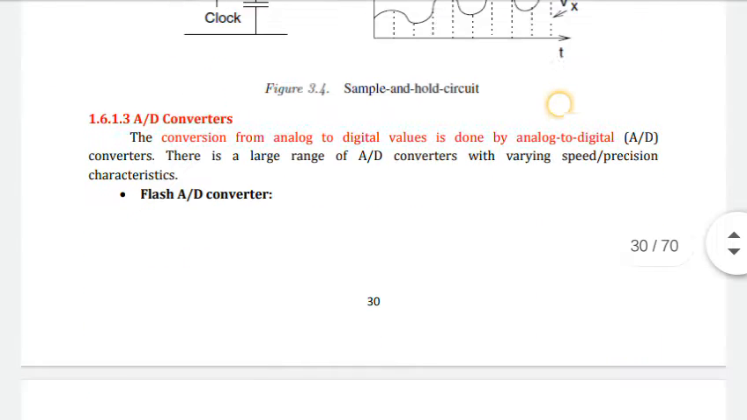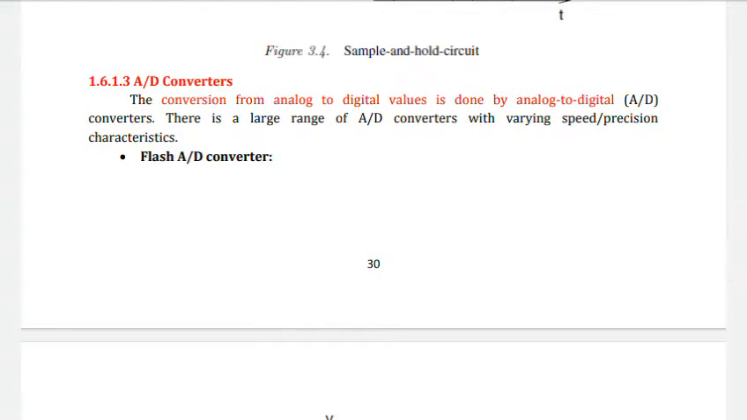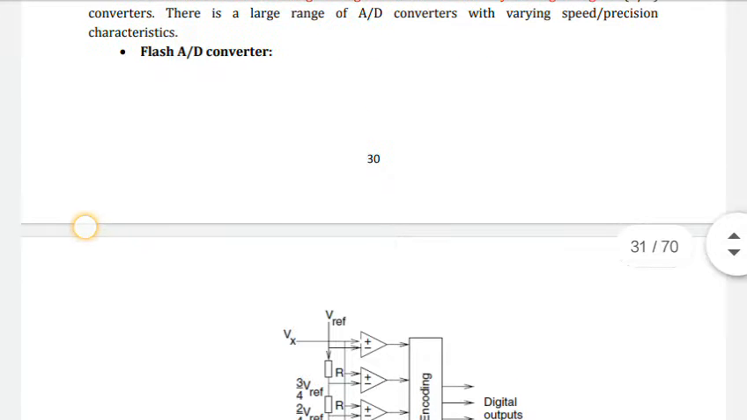Next one, A to D converters. What is an A to D converter? That is just analog to digital conversion. You all know, right? There is some analog signal, and if we want to use it in a digital form, we give this to the analog to digital converter. Okay, under this, the first one, flash type of A to D converter.